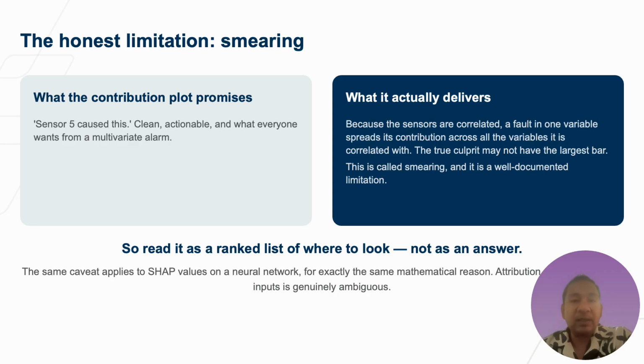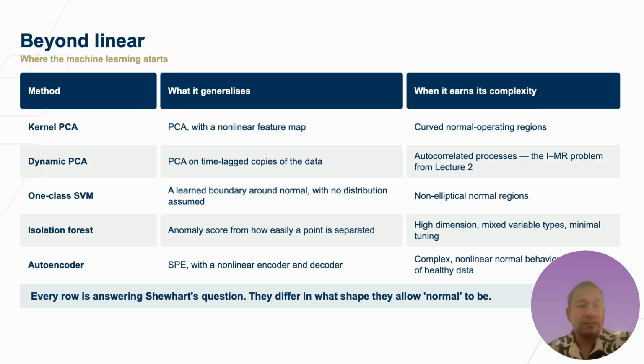The true culprit may not have the largest bar. It is called smearing, and it is well documented, and there is no complete solution. So read a contribution plot as a ranked list of where to look, not an answer. And the same caveat applies to SHAP values on a neural network, for exactly the same mathematical reason. Attribution among correlated inputs is generally ambiguous, not a defect of a particular method but a property of the problem. If you are tempted to trust a feature attribution in your project, remember this slide.